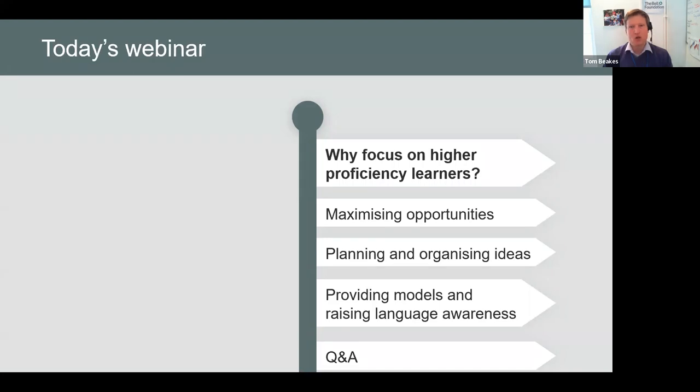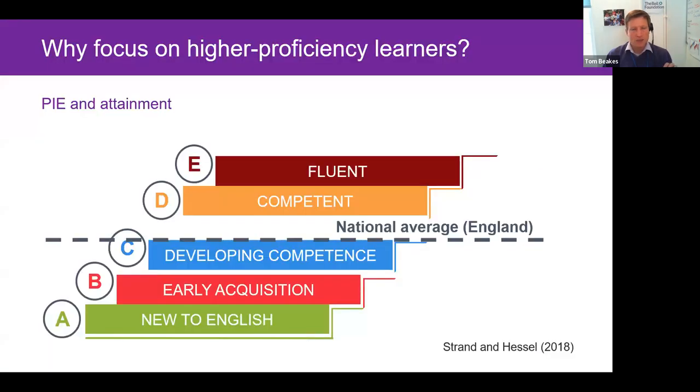Let's start by establishing why it's important to focus on these more advanced learners of English. And the first thing I want to show you here is a diagram showing the five proficiency bands used by the Bell Foundation Assessment Framework for Schools. And these were originally created to be aligned to the descriptors used by the UK Department for Education. And research carried out by Steve Strand in Oxford University and his colleagues tell us that learners operating at band C and above on average achieve above the UK national average academically. And this goes across year groups, it goes across subject levels.